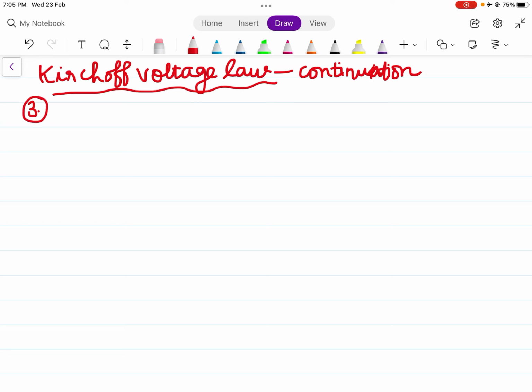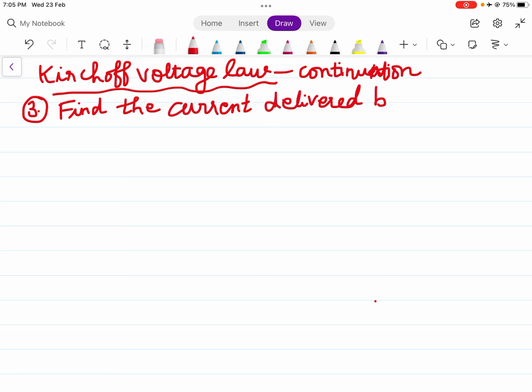Question number 3. Find the current delivered by 12-volt battery. Find the current delivered by 12-volt battery.